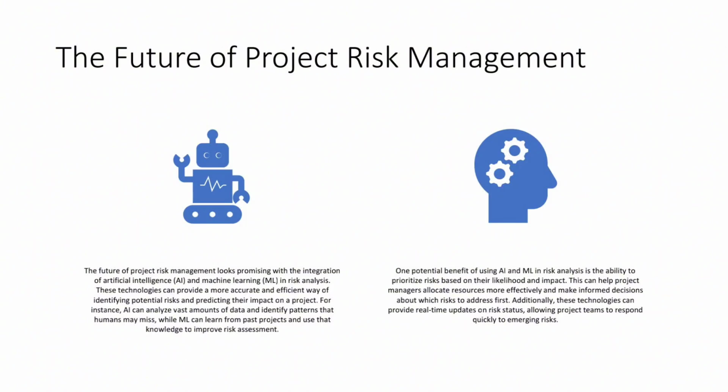One potential benefit of using AI and ML in risk analysis is the ability to prioritize risks based on their likelihood and impact. This can help project managers allocate resources more effectively and make informed decisions about which risks to address first. Additionally, these technologies can provide real-time updates on risk status, allowing project teams to respond quickly to emerging risks.